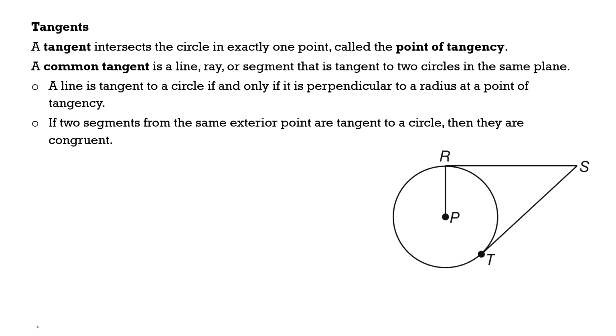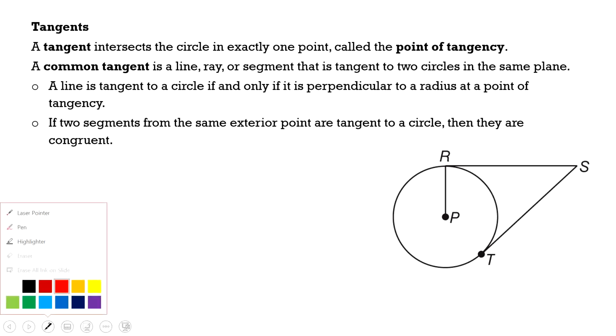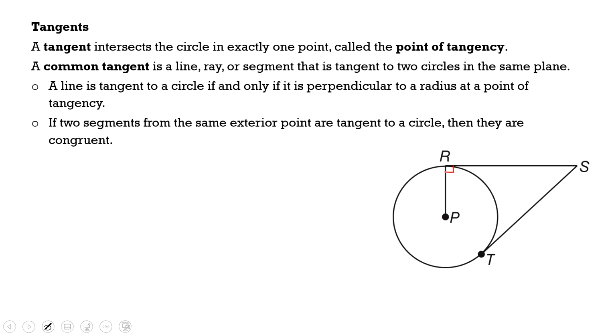We can see we have this line RS where it just barely touches the circle there at point R. That's what we're talking about, the point of tangency. We're going to assume it's perpendicular, so we'll put a right angle in here to definitely make it the point of tangency. So now that point is where RS is tangent to the circle. Same thing on ST, we're going to call this another point of tangency.